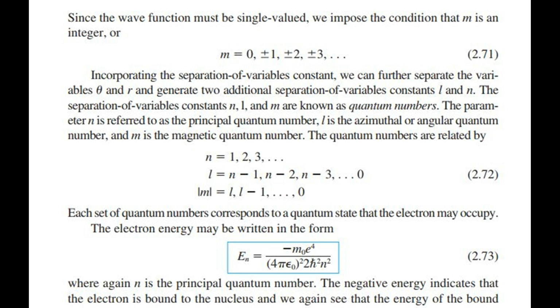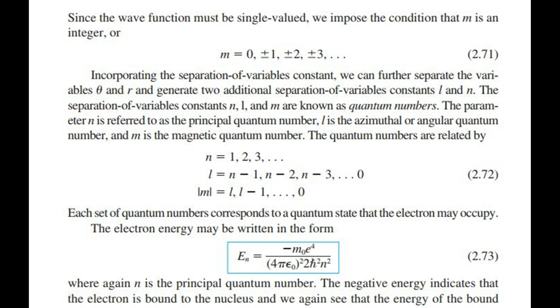The parameter n is referred to as the principal quantum number, l is the azimuthal or angular quantum number, and m is the magnetic quantum number. The quantum numbers are related by the conditions shown. Each set of quantum numbers corresponds to a quantum state that the electron may occupy. The electron energy may be written in the form shown, where again n is the principal quantum number.